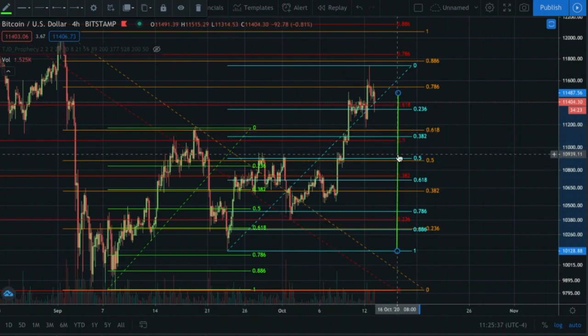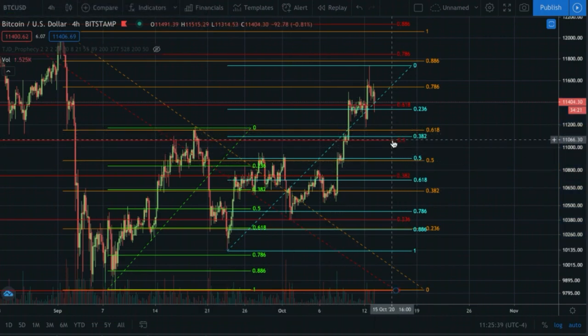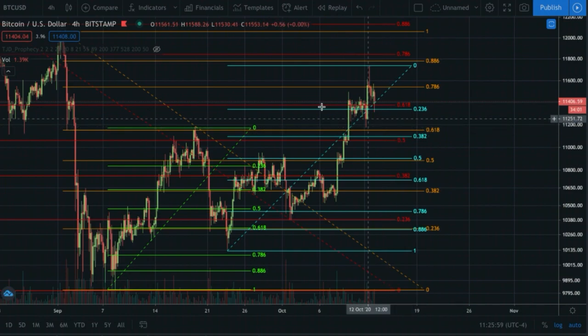So far everything looks good for continuation off of the 382, which would be a bullish retracement of this wave right here, the first Fibonacci inside of the golden retrace zone, which is from the 382 to the 618. So far so good. I would expect at least a pullback once we top out down here to 11,162.